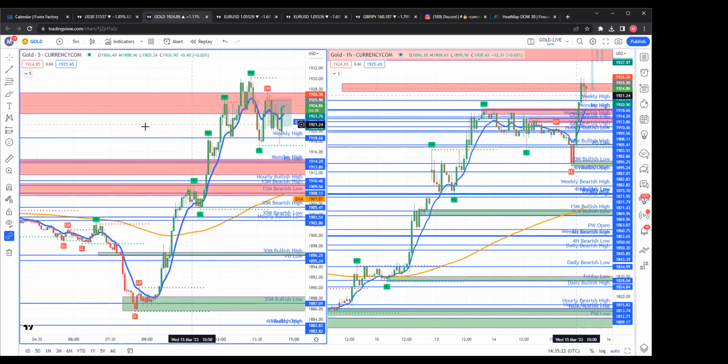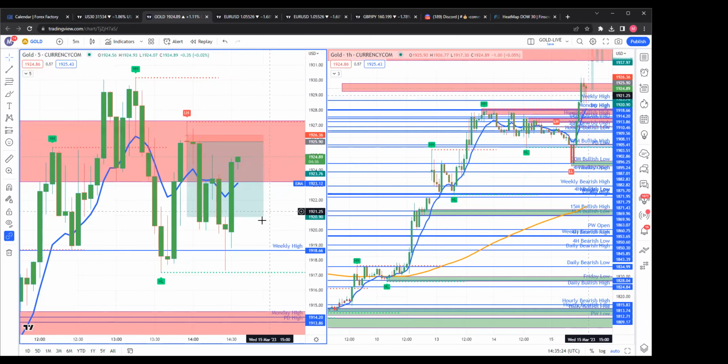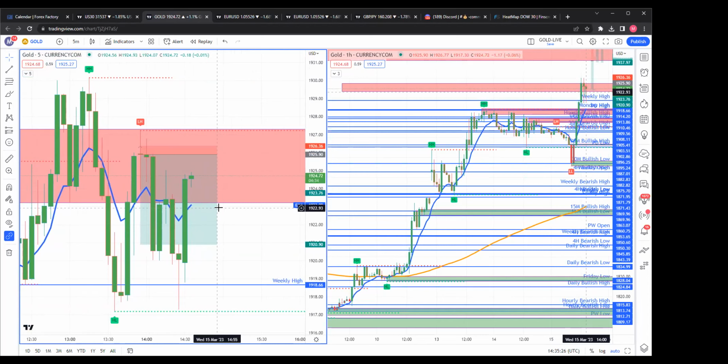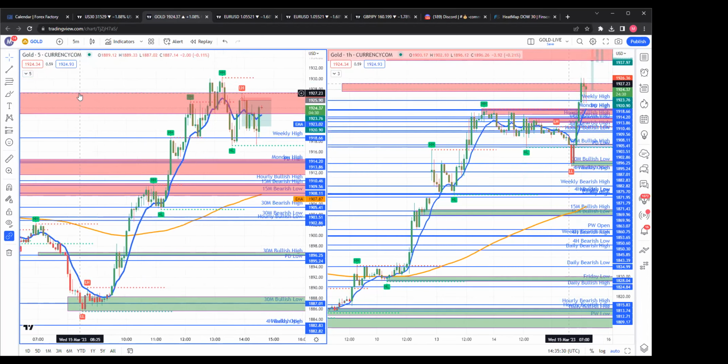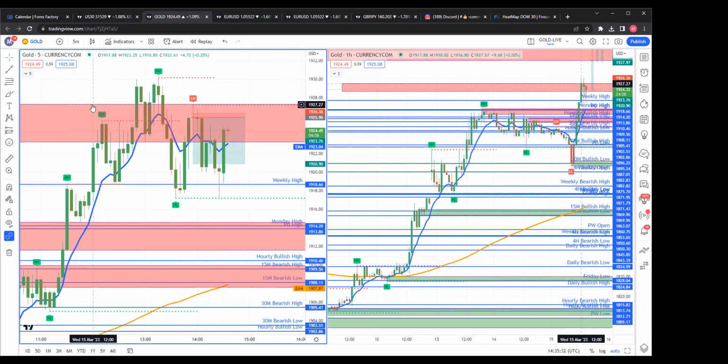So I know somebody asked me why did I enter this sell, or why did we enter this sell on gold? Okay, so we have this supply zone here, right? Between this supply zone that's marked up, 1927.20 and 1923.